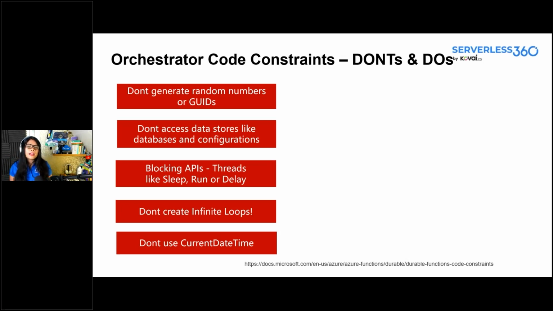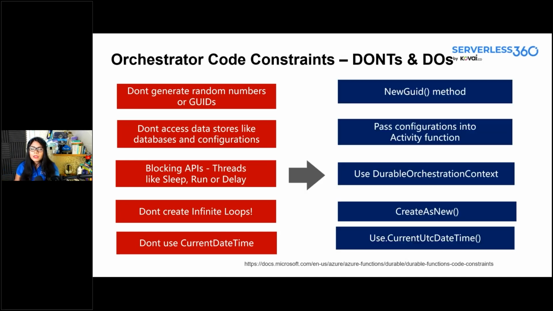Blocking APIs, infinite loops, and current datetime, the normal that we have in .NET, for example, we have this method for current datetime. The reason why they are not allowed is that it breaks the rule of being deterministic. Random numbers are not deterministic. A database connection is not either. And then current datetime, infinite loops, especially.